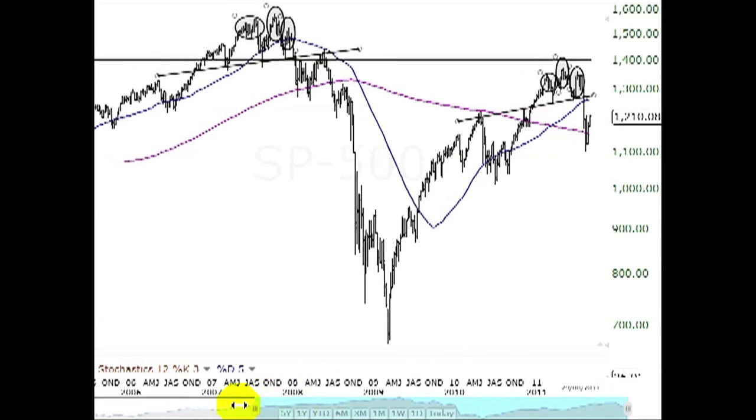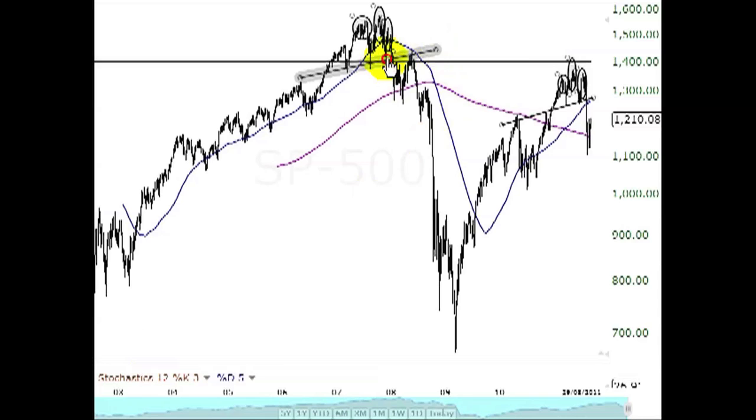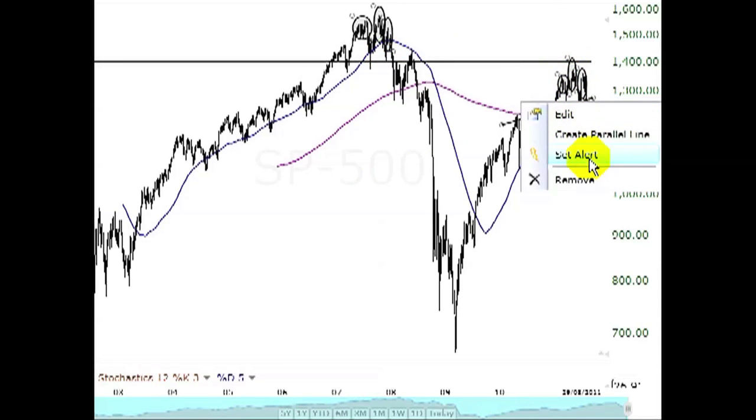Okay, but let's squeeze this chart up as much as we can. And what I want to do is just take a few lines off the chart here, so it's not clouding up.